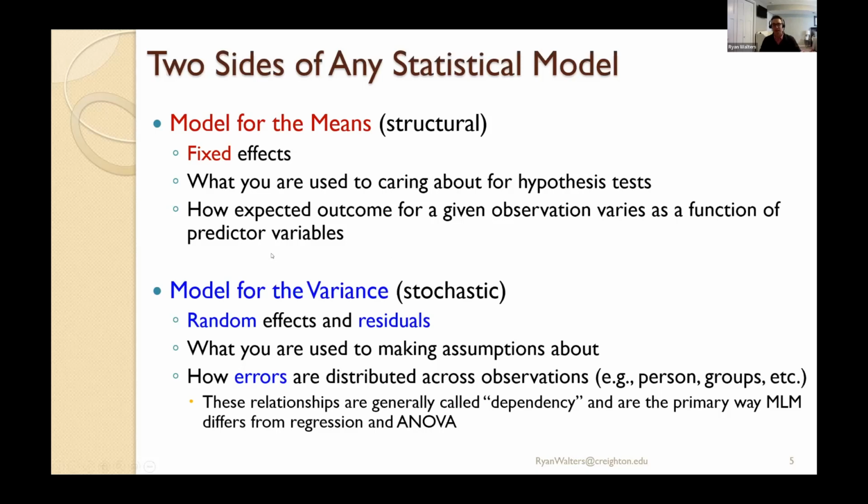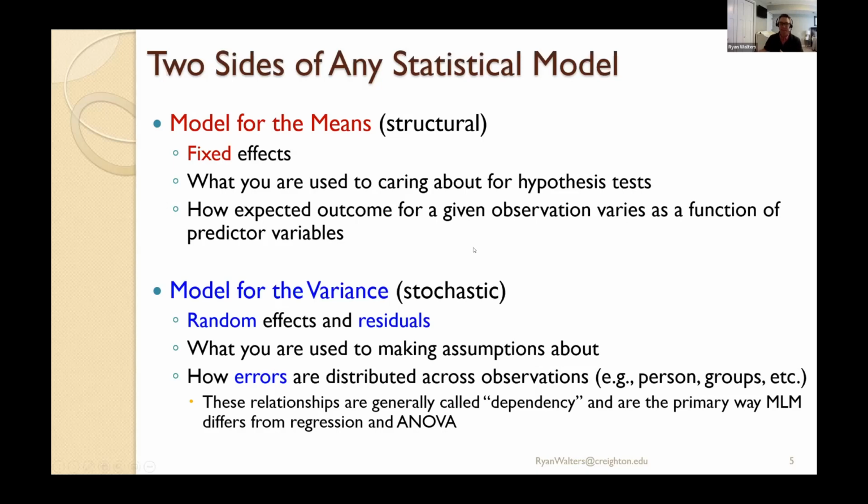The other side is the model for the variance. This is going to be our random effects once we talk about those, and then residual. So again, you're likely familiar with residual variance. That's actually the model for the variance in a garden variety linear regression model. There was only one variance component, that's residual variance. It's not directly, for most people, related to hypothesis tests, but it is what the assumptions are about, because it can actually bleed into your standard errors, p-values, and inferences. And we'll cover that a little bit more coming up.